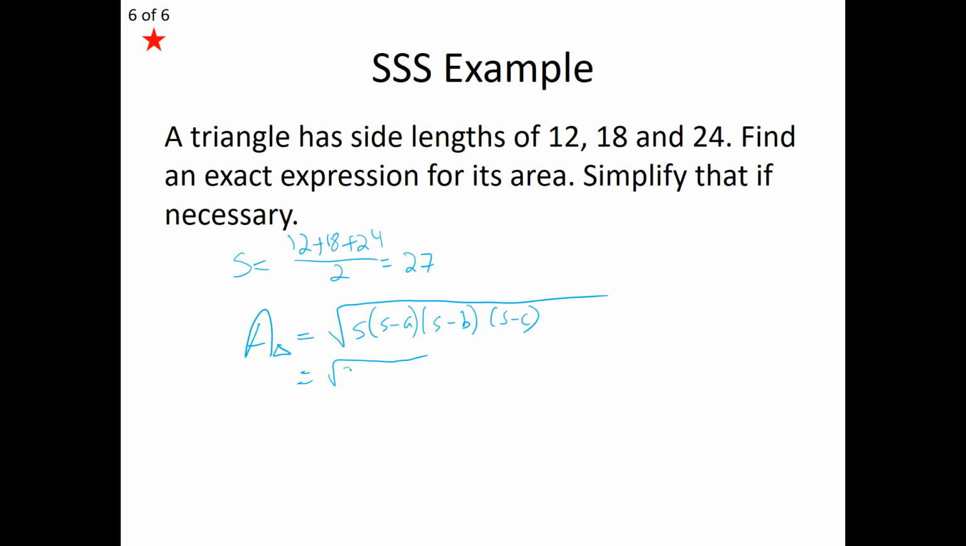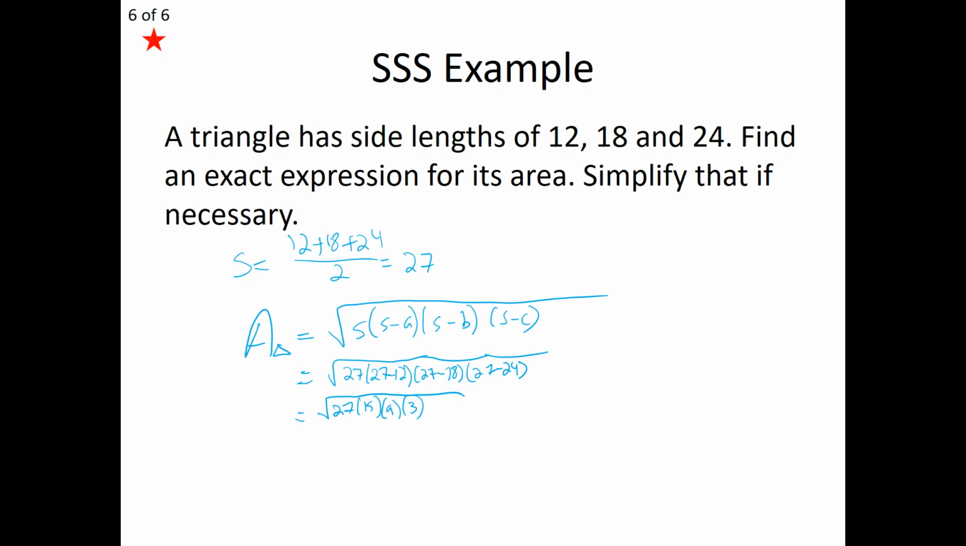So I have 27 times 27 minus 12, I'm just going to go in order, times 27 minus 18, times 27 minus 24. Now let's go ahead and simplify each of those into their respective factors, and then we will simplify our radical as a whole. So I see that 27 out front. 27 minus 12 is a value of 15. 27 minus 18 is a value of 9. And then 27 minus 24, we get a value of 3.